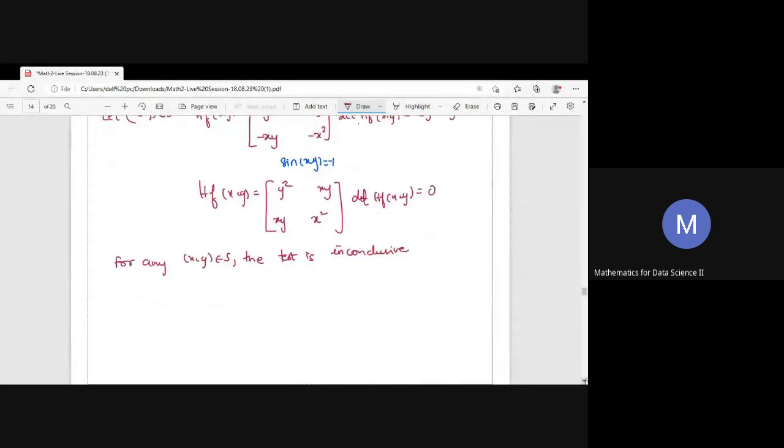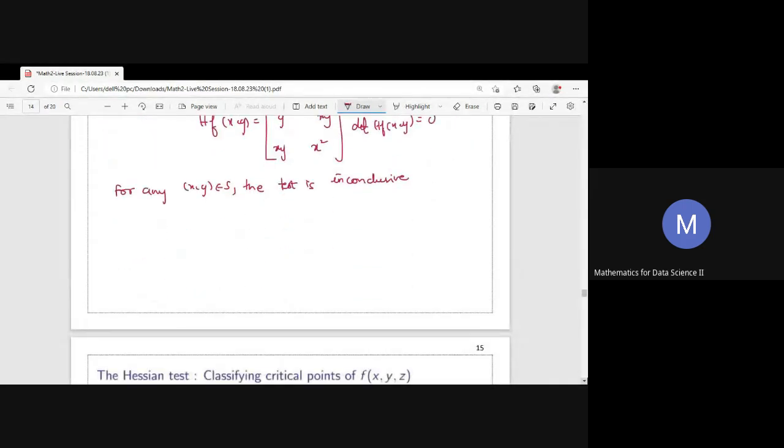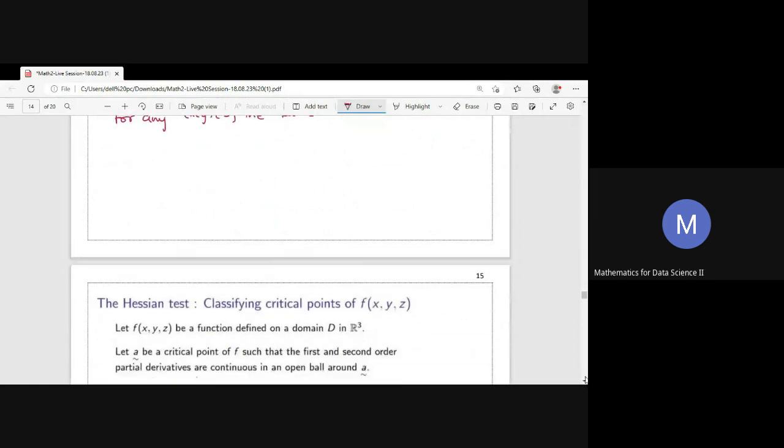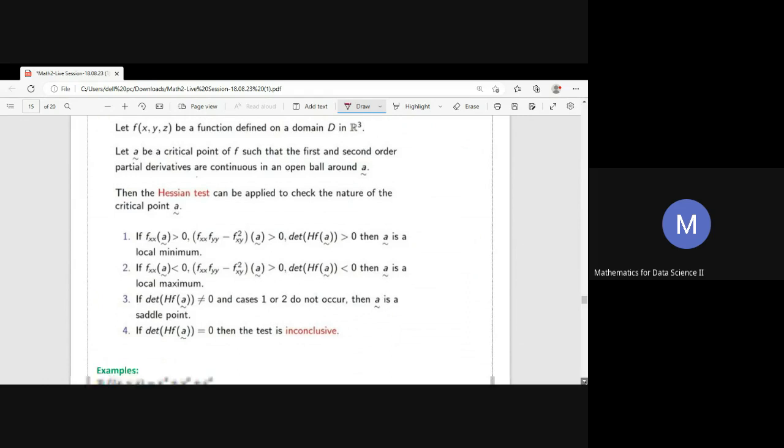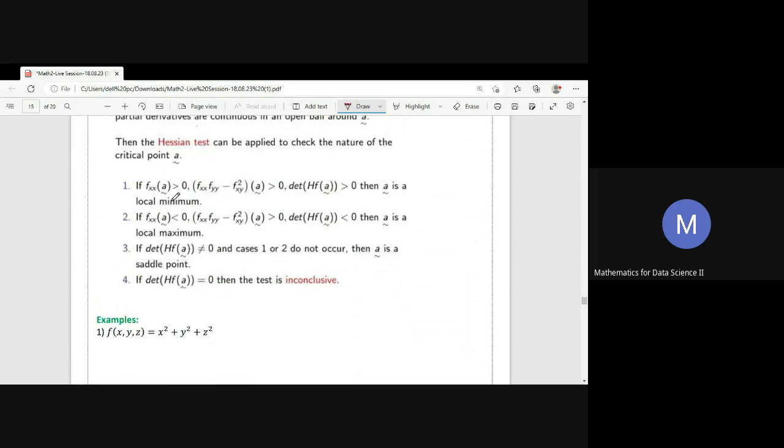So after this, I hope everything is clear. Next we have to look at the same Hessian test for functions of 3 variables. Let f of x comma y comma z be a function defined on a domain D in R3 and a tilde be a critical point. Now the Hessian test is a little involved. You have 3 things to see.